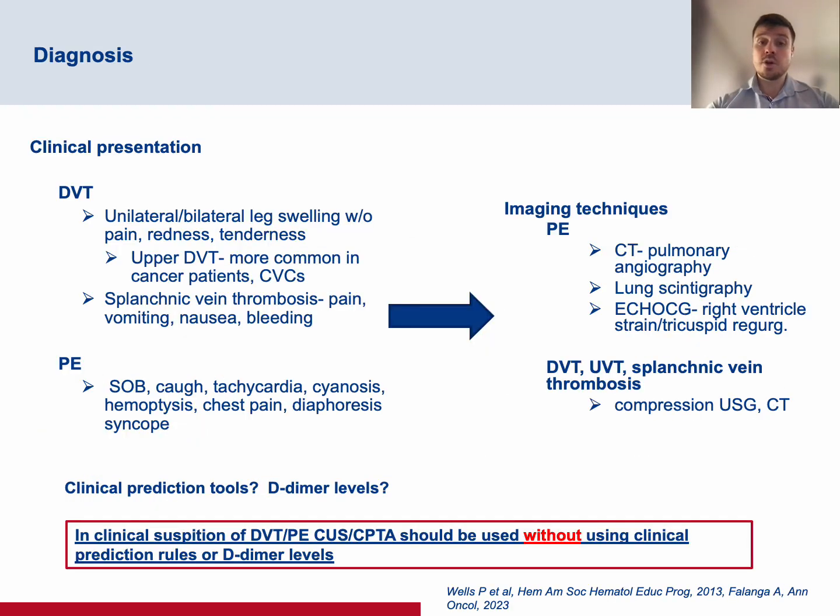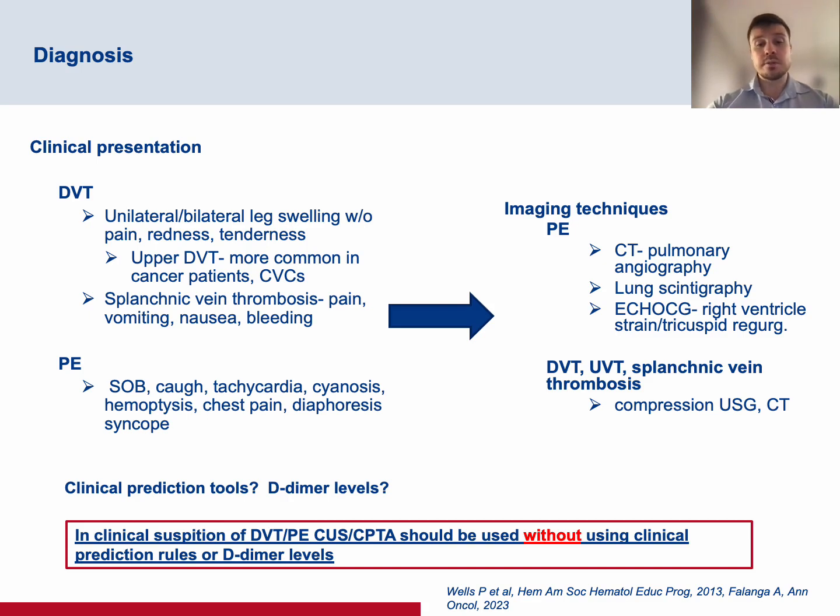The diagnosis of venous thromboembolism can be quite challenging due to its non-specific clinical presentation. For DVT, we can see unilateral or bilateral leg swelling accompanied by pain, redness, or tenderness. The same goes for upper DVTs, especially in patients with central venous accesses. We should be mindful of splanchnic vein thrombosis, especially in GI cancer patients, which can present itself by pain, vomiting, nausea, or bleeding. The typical presentation for pulmonary embolism is shortness of breath, cough, tachycardia, cyanosis, hemoptysis, chest pain, diaphoresis, or syncope.